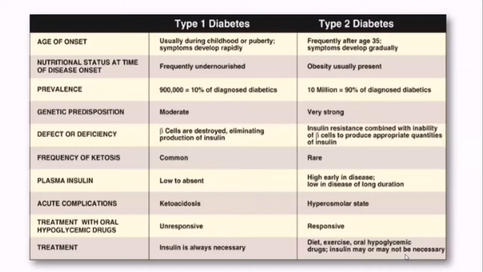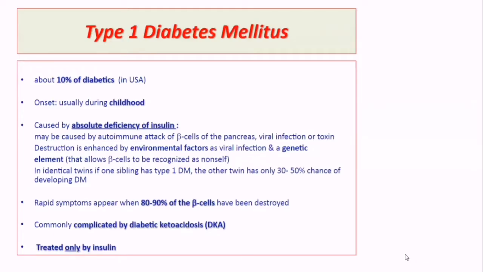So in type 1 diabetes, insulin is always the treatment of choice, whereas for type 2 diabetes, there are many forms of treatment which can be effective, like diet control, regular exercise, yoga, and oral hypoglycemic drugs. Insulin may or may not be necessary, but ultimately these type 2 diabetics, over a period of years, definitely require insulin. So we will focus on type 1 diabetes now.